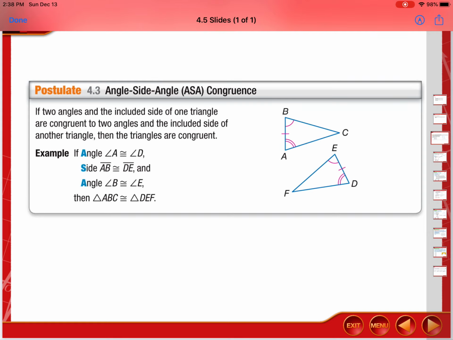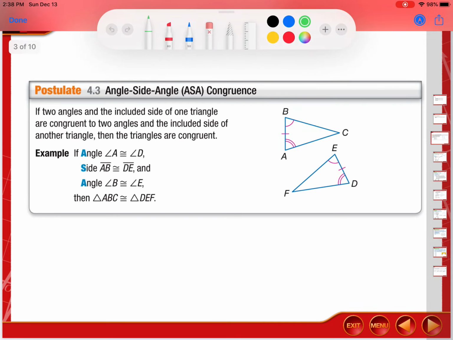All right. So ASA, angle, side, angle. This says if two angles and the included side of one triangle are congruent to two angles and the included side of another triangle, then the triangles are congruent.